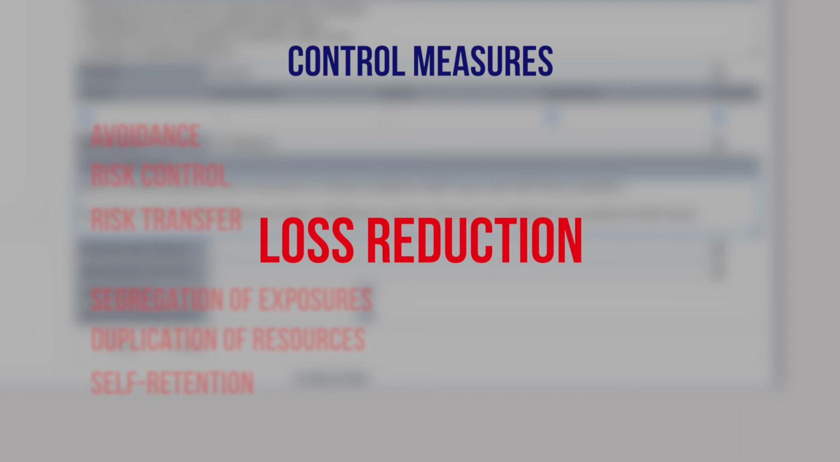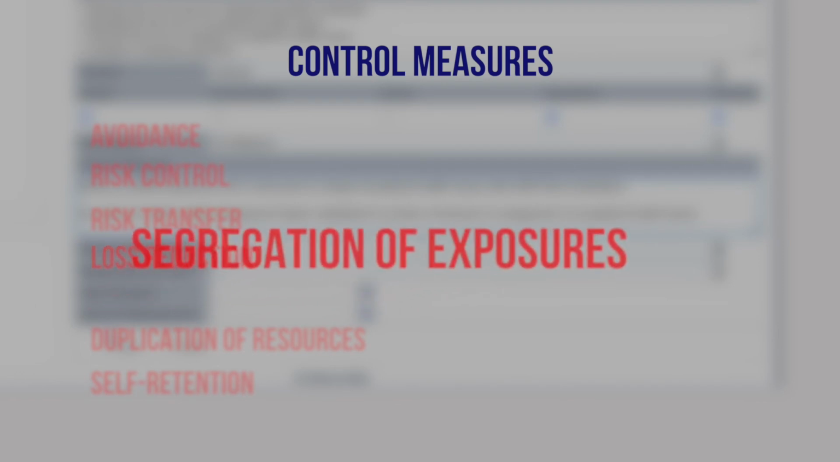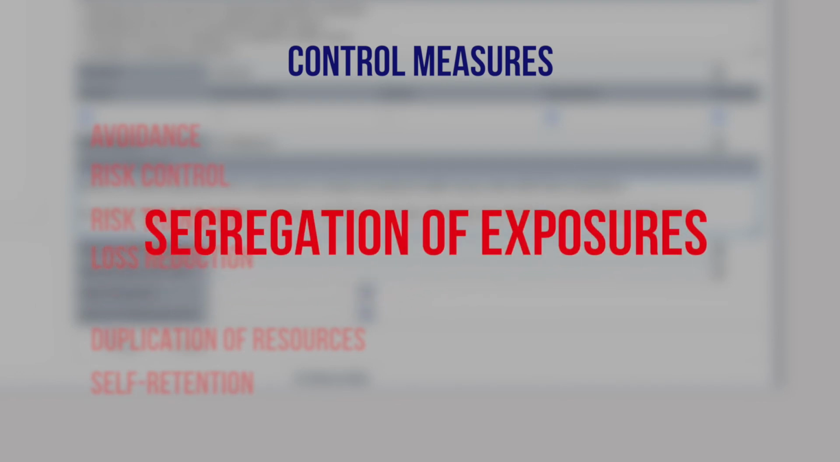Loss reduction. This is a post-loss process that is essentially a response plan that addresses what will be done if a loss does occur. An effective loss reduction strategy can effectively reduce the impact of a loss. Segregation of exposures. By spreading your exposure to loss across different locations or by isolating certain risks, the chance of a total loss is significantly reduced.